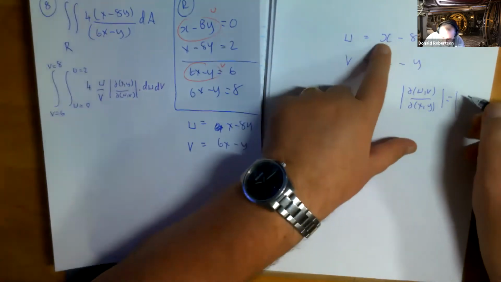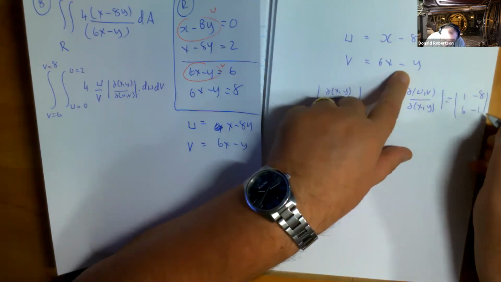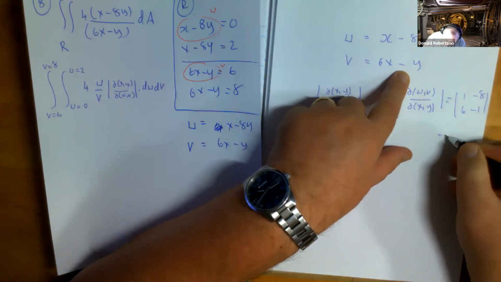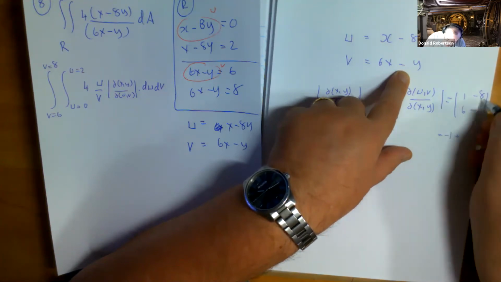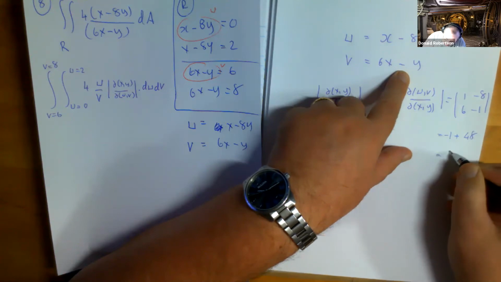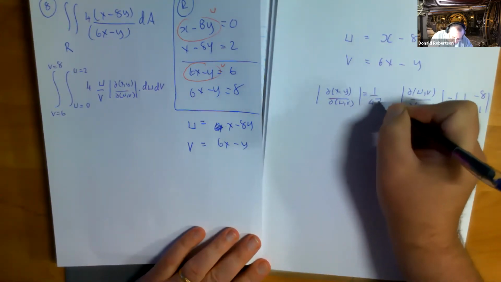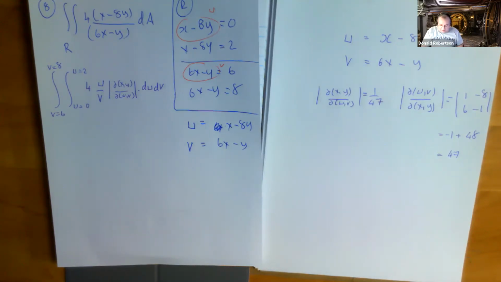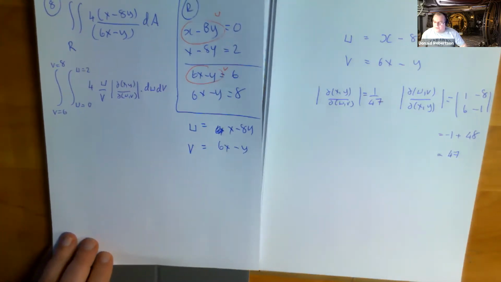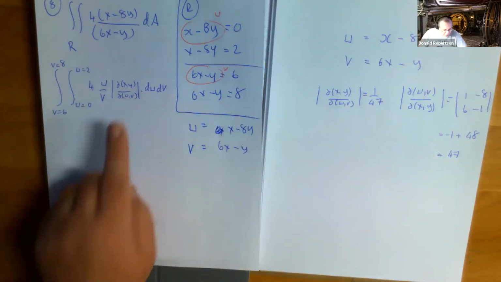So what do I get? I get 4, -8, 6, -1. Major diagonal is -4 plus 48. So that makes it 44. So the Jacobian I want is 1/44. Are we comfortable about where the 1/44 came from? Now, since it's positive, I'm going to use that.